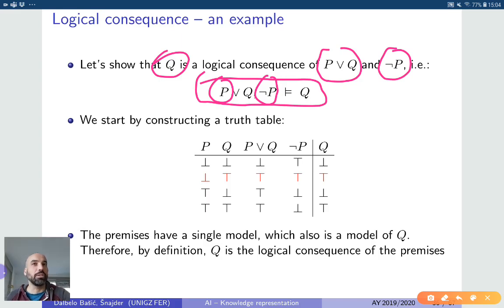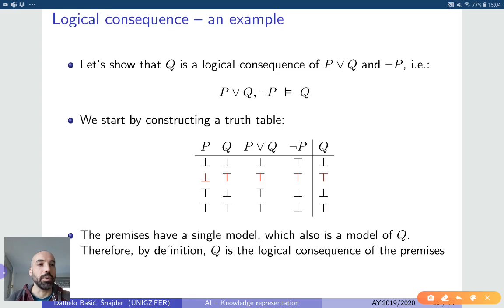So if I'm telling you the Earth is flat or today is April, and I'm basically telling you it's either both or one of these, and then you learn that the Earth is not flat, then the only thing you're left with is that today is April. So, intuitively, this should be the case. And indeed, Q should be the logical consequence of these two formulas.